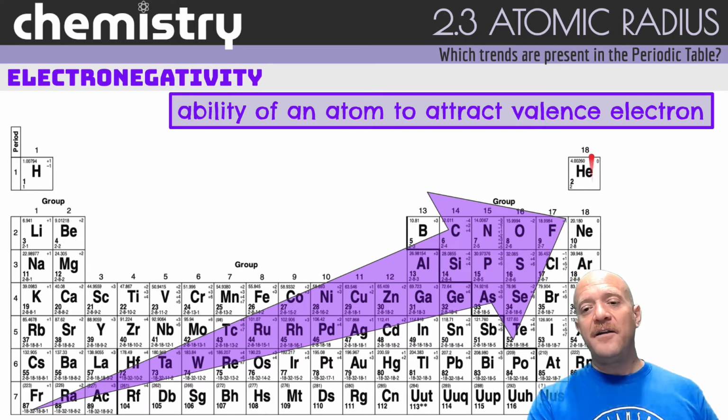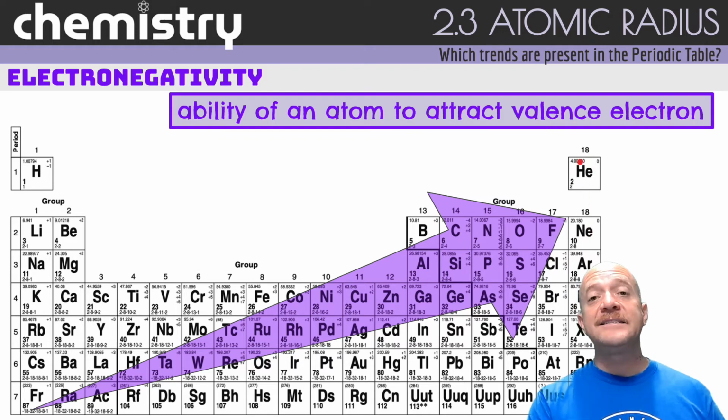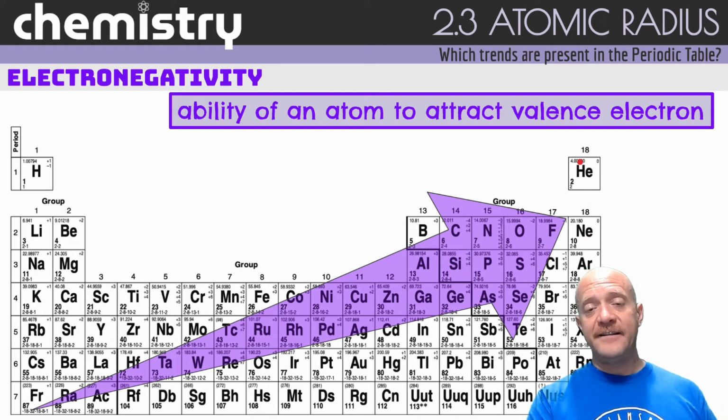Helium, neon, argon, none of these noble gases have electronegativity values because they don't want to attract a valence electron. They're perfectly satisfied with their octet, or duet in helium's case. And likewise, francium, cesium, barium, radium, these are all going to have very low electronegativities because they don't want to attract a valence electron. They want to get rid of their valence electron because underneath that single electron is an octet.